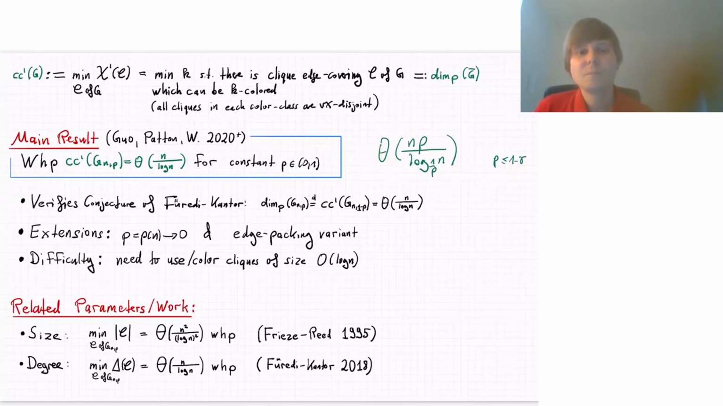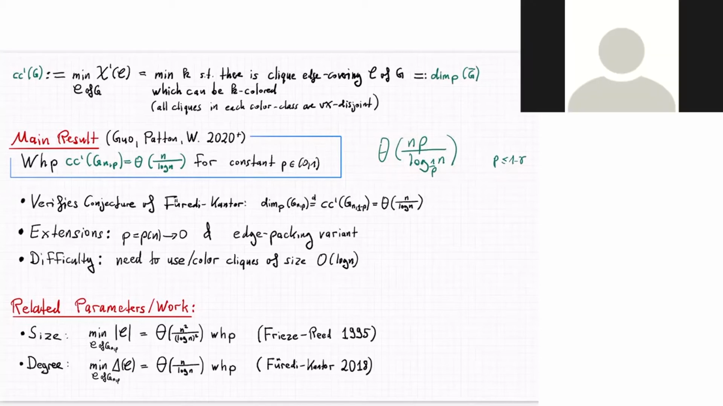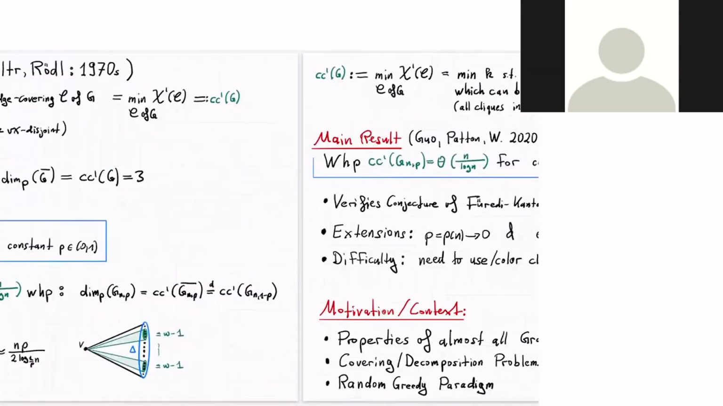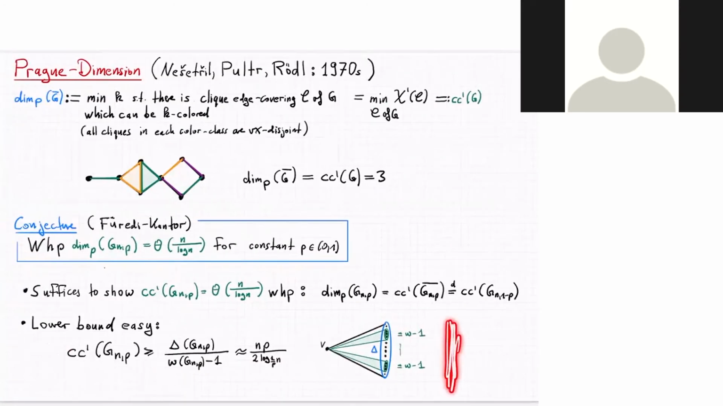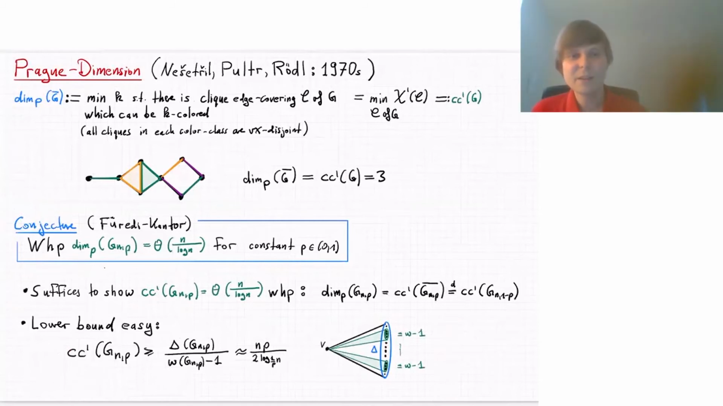Maybe I didn't say the question correctly. Fixed p equals a half. Do you know the correct constant? You say it's np over log base 2. I see. Yeah, the correct constant, that's what I'll mention later. That's still open. Thank you. The situation seems quite delicate. As I'll show later, this lower bound here, one might believe that it's close to the truth, but one can do better.